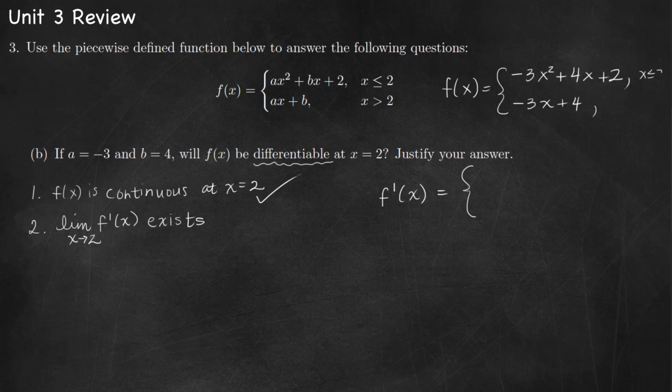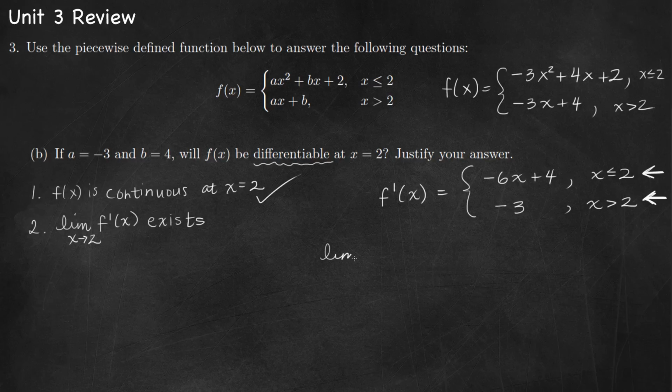And I'm going to take the derivative with those values filled in. So f prime of x for x less than or equal to 2 is going to be negative 6x plus 4. And the derivative of f for x values larger than 2 is just going to be negative 3. Now we want to find the limit of f prime of x as x approaches 2. But 2 is right where this domain splits. So we're going to have to find the left-hand limit and the right-hand limit separately.